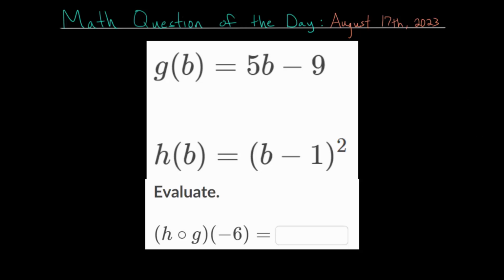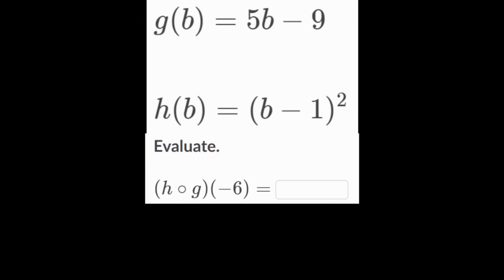Now, assuming that you have attempted the problem, let's start working through this. This notation for composite functions might be a little bit confusing. This circle essentially just means h of g of negative 6. Another way we can write it is using the normal function notation. We put g of negative 6 on the inside of our function h. So the function on the right is the innermost function, and the function on the left is the outermost function.